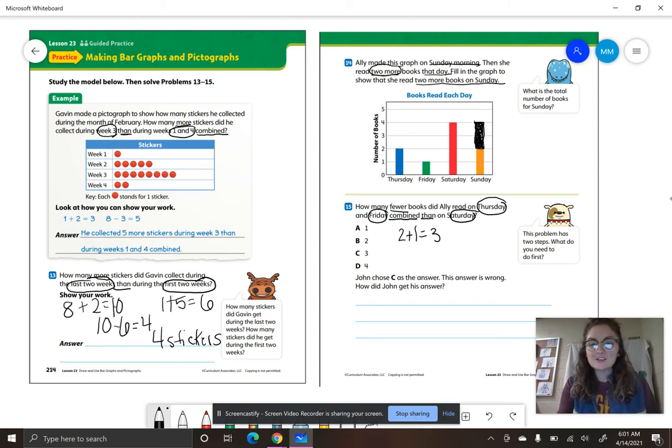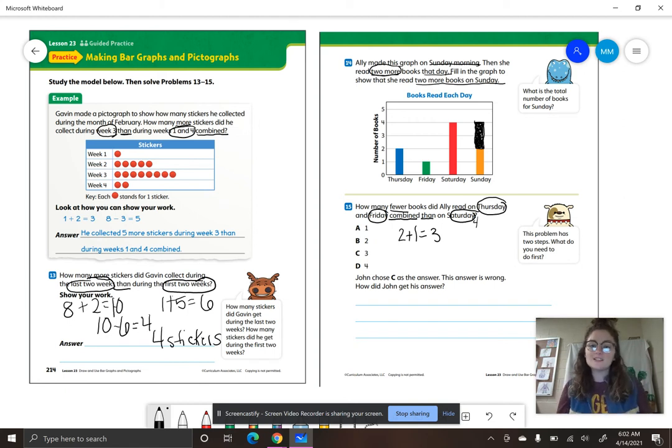Now we are comparing that number to how many books she read on Saturday. Smarties, look at Saturday and look at where the top of the bar lines up with. What does it line up with? 4. So she read 4 books on Saturday. We need to find how many fewer books she read than on Saturday. So if we are comparing, what kind of equation do we need to make, Smarties? A subtraction equation. So we know that there were 4 books on Saturday. We are wanting to compare 4 books on Saturday to the 3 books on Thursday and Friday.